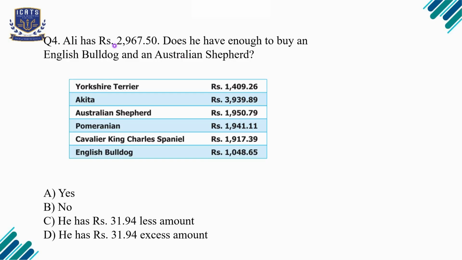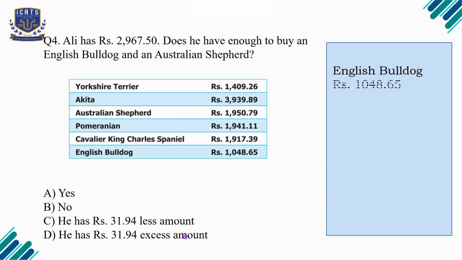Question number 4, Ali has rupees 2,967.50. Does he have enough to buy an English Bulldog and an Australian Shepherd? Option A is yes. Option B is no. Option C is he has rupees 31.94 less amount. Option D is he has rupees 31.94 excess amount.